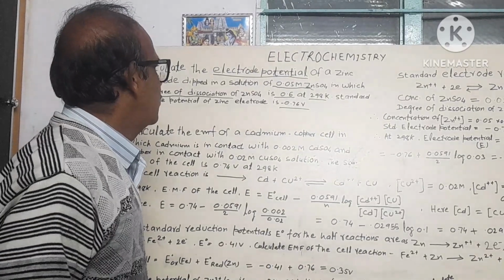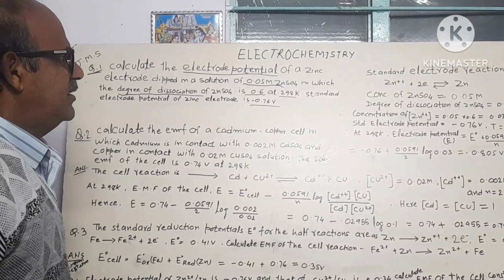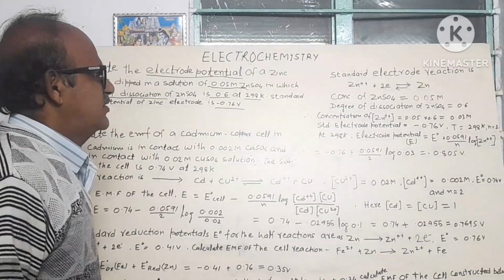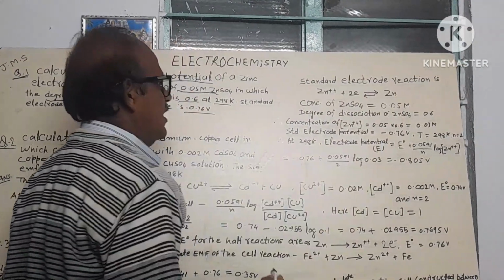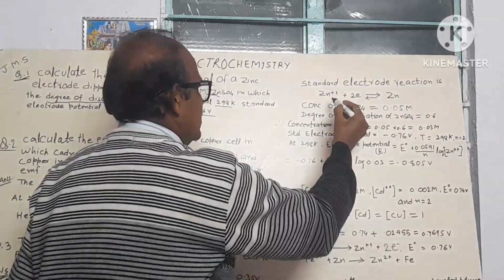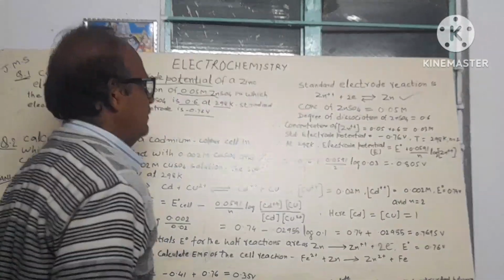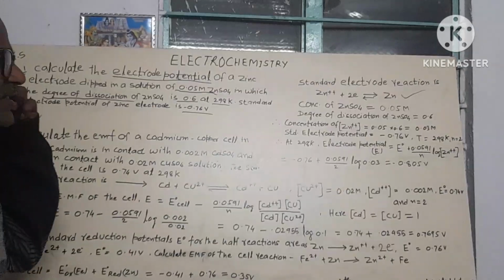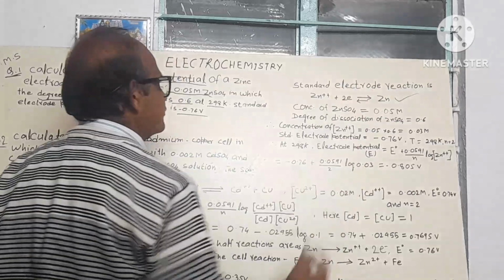Then how will you calculate the electrode potential of zinc? For that, first you have to write the standard electrode reaction. This is the reduction: Zn2+ plus 2e- gives Zn. This is a reduction reaction.